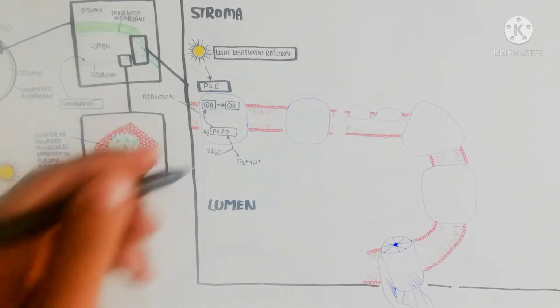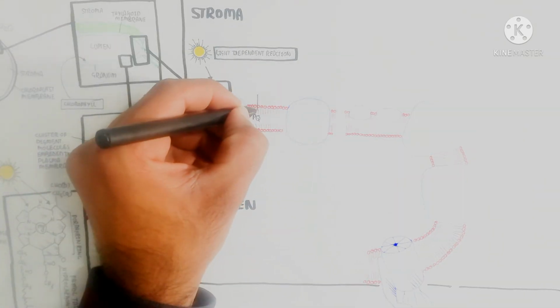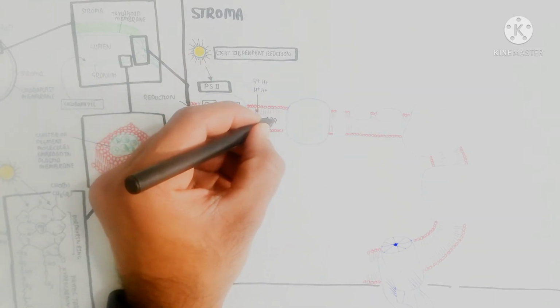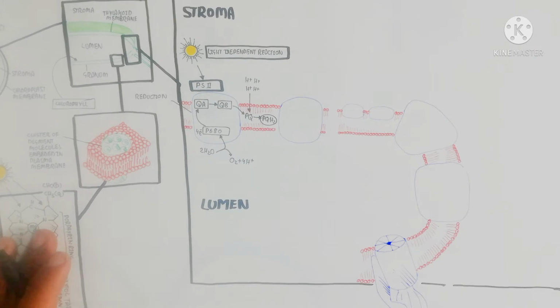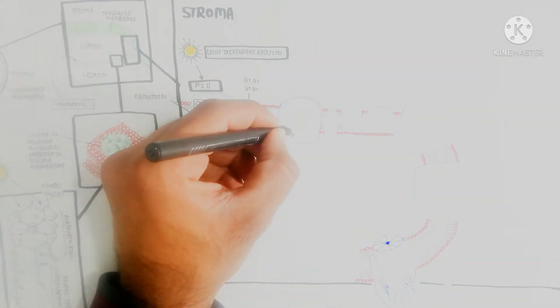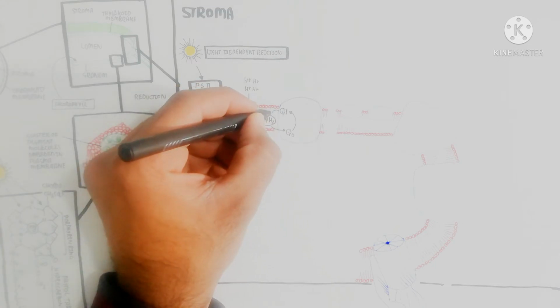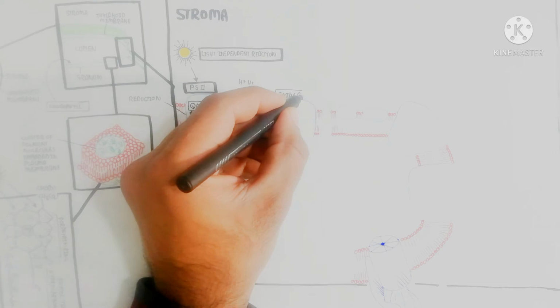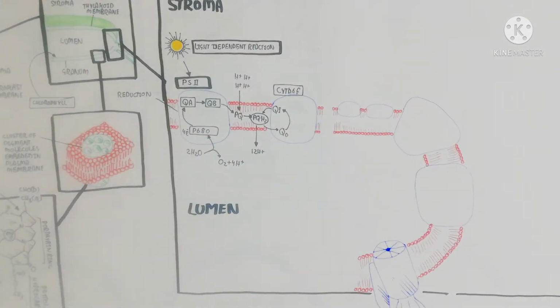And this antenna complex basically transfers the electron from QA to QB. So this is the transmission of the electron from QA to QB by excitation. Ultimately the excitation occurs, and in this way the excitation leads the electron to move toward photosystem 1.